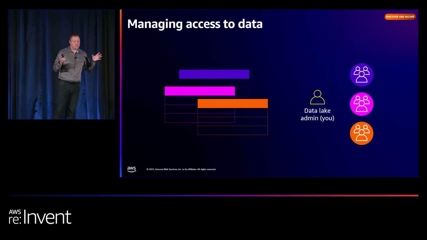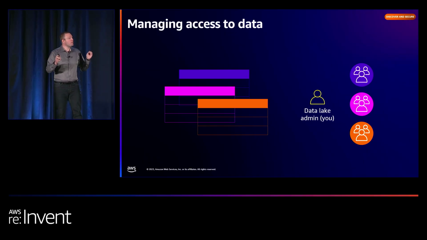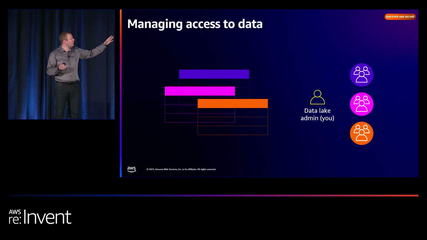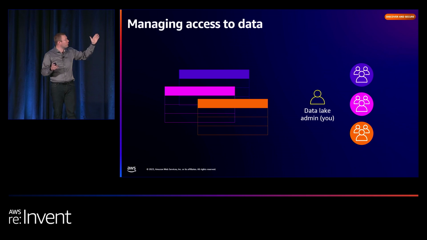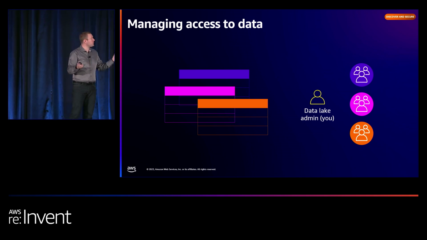So out of curiosity, who in the room here is the administrator of their data lake? Good. So in that case, the scenario that I want you to imagine is going to be a lot easier for you. I want you to imagine that you are the administrator of a data lake, and you have a bunch of different tables. So we have purple, pink, and orange tables. At the same time, you have a bunch of different groups of people. We have the purple, pink, and orange people, groups of people.